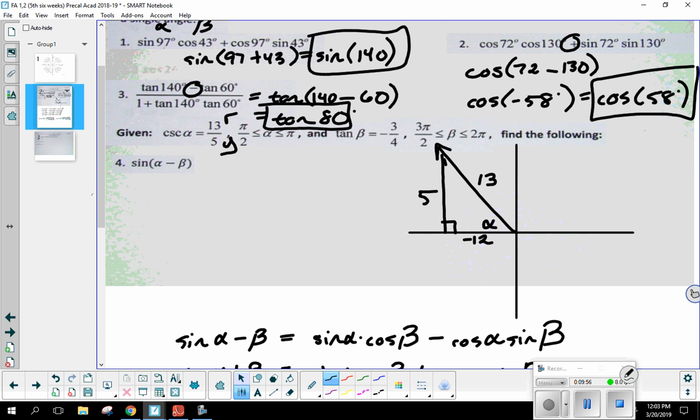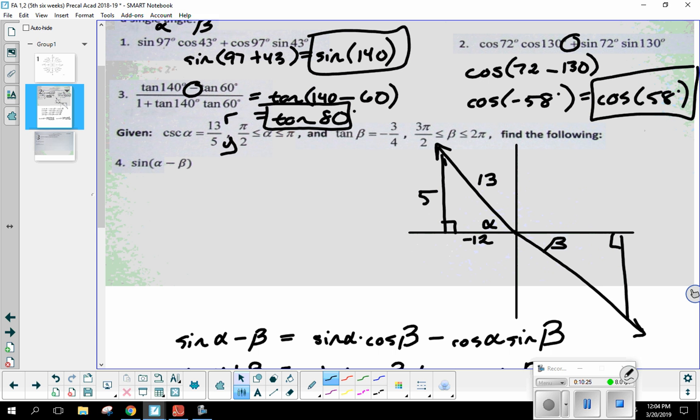All right, well, let's see. Now let's move on to beta. It says that beta is between 3 pi over 2 and 2 pi. So what quadrant would that put him in? That'd be fourth quadrant, because here's 3 pi over 2. Here's 2 pi. So we're going to do the same thing. Let's say that's beta right there. Okay, the reference angle. Now, tangent is negative 3/4. What's tangent's ratio?